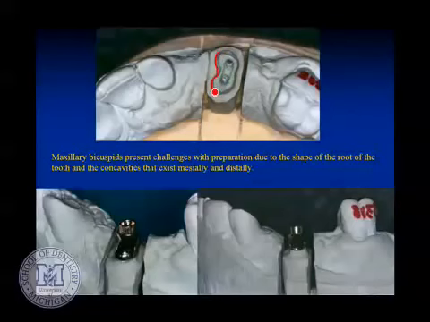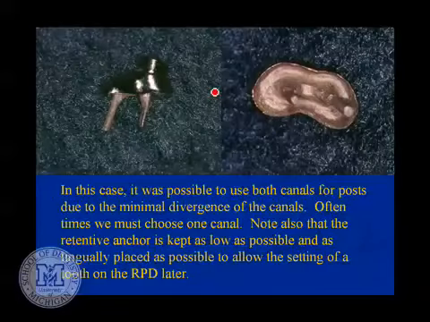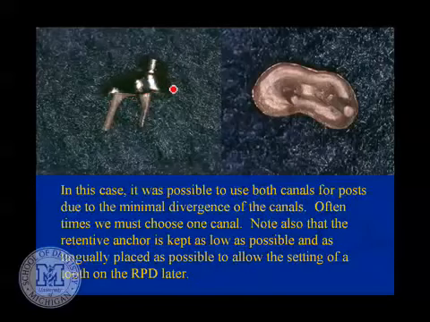So anyway, we make this, and his canals happen to be parallel enough that we could go partway down both canals. Again, this is the lingual. So you do not, repeat, you do not want to take this attachment retentive mechanism and center it on the occlusal aspect of the tooth. You want to keep it as lingual as you possibly can to leave you as much room as possible to set a tooth on top of this, on his partial.